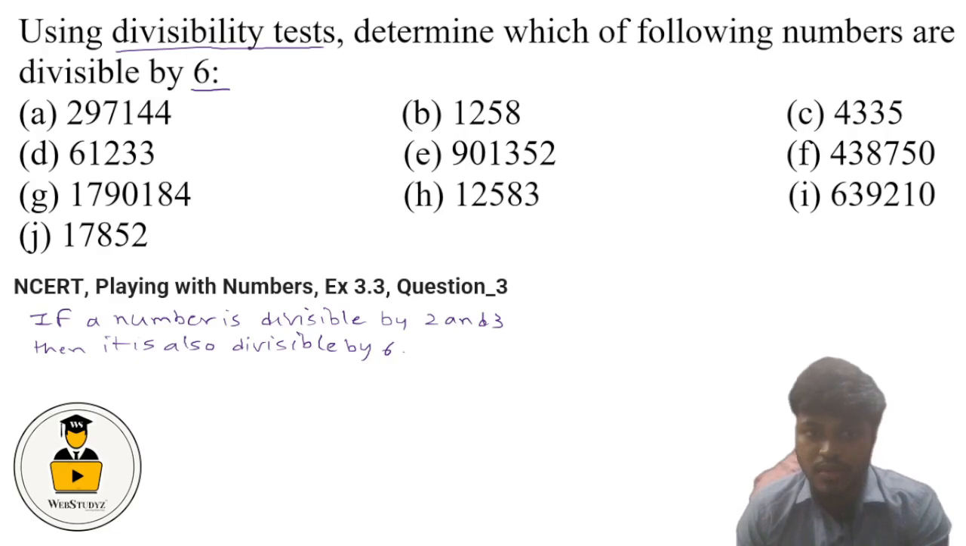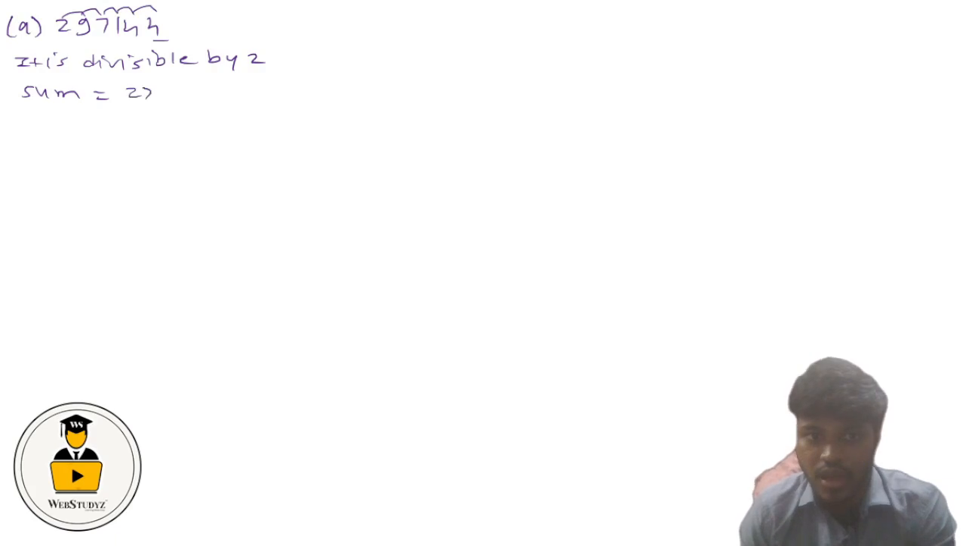We have 2,97,144. In order to check whether it is divisible by 2, we have to check the last digit. Since it is 4, we can say that it is divisible by 2. Now let us find the sum of digits. 2 plus 9 is 11, 11 plus 7 is 18, 18 plus 1 is 19, 19 plus 4 is 23, 23 plus 4 is 27. And we know that 27 is divisible by 3.